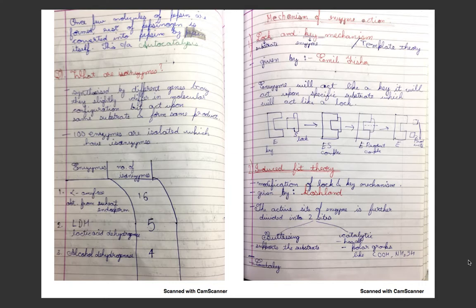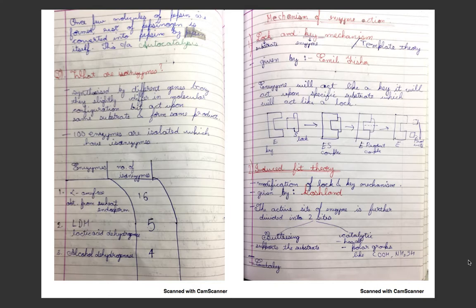autocatalysis. What are isoenzymes? These are synthesized from different genes, but they act upon the same substrate and form the same product. 100 enzymes are isolated till now which are isoenzymes. Enzymes and the number of isoenzymes: alpha amylase obtained from wheat endosperm has 16 isoenzymes. LDH has 5. Alcohol dehydrogenase has 4.